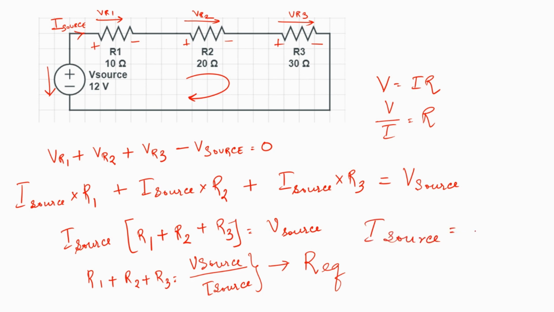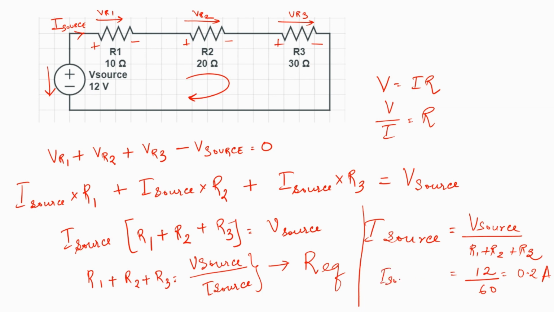So I source is nothing but V source over R1 plus R2 plus R3, which is nothing but 12 divided by 30 plus 20 plus 10, which is 60. So that's 0.2 amps. So that is I source.